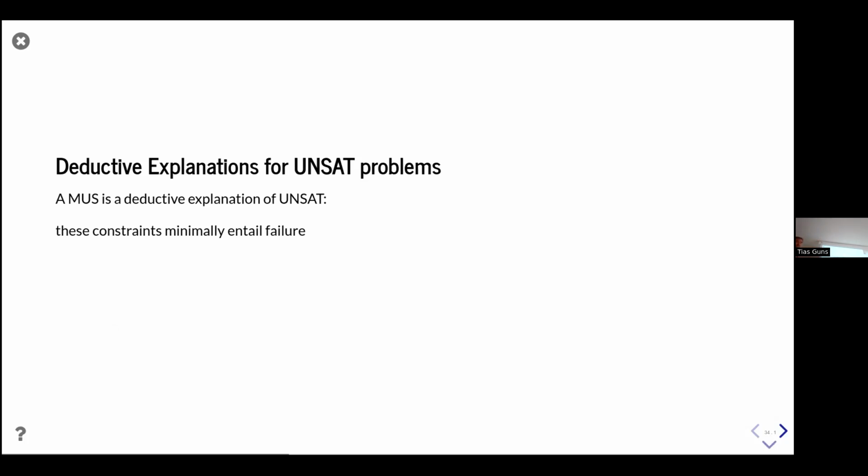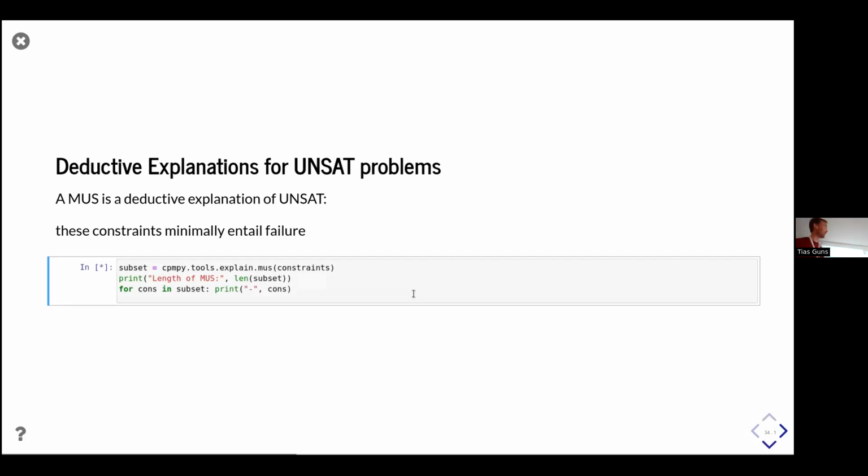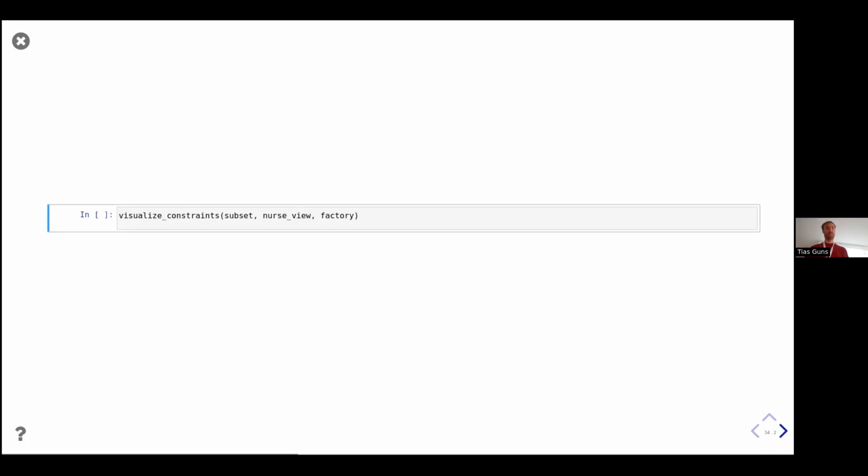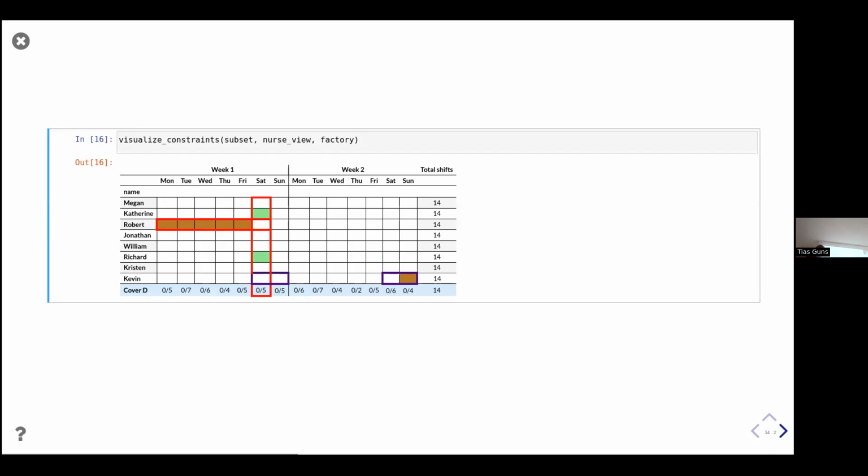All right, so this minimal unsatisfiable subset is a deductive explanation. That set of constraints is minimal and they minimally entail the failure. Let's apply the algorithm on our 168 constraints. I think we already did so, but it gives you a length 11 MUS. So from 168 to 11 constraints. Now you only have to investigate those 11 constraints. We have some nice visualizations. It's less work, but still quite a lot.